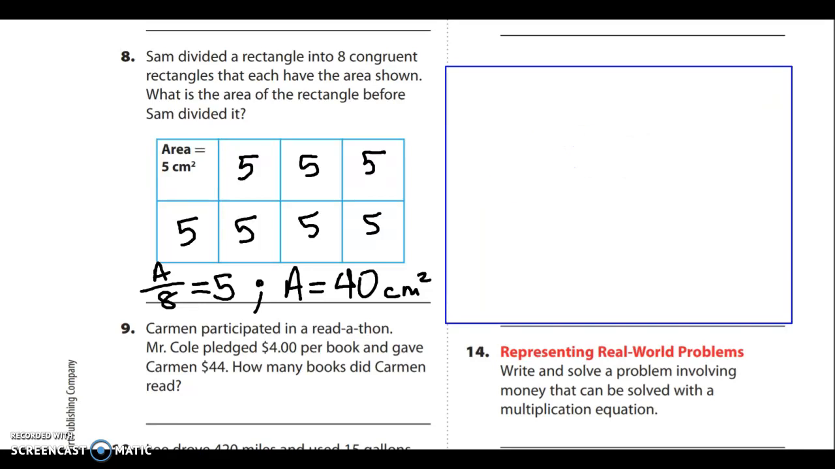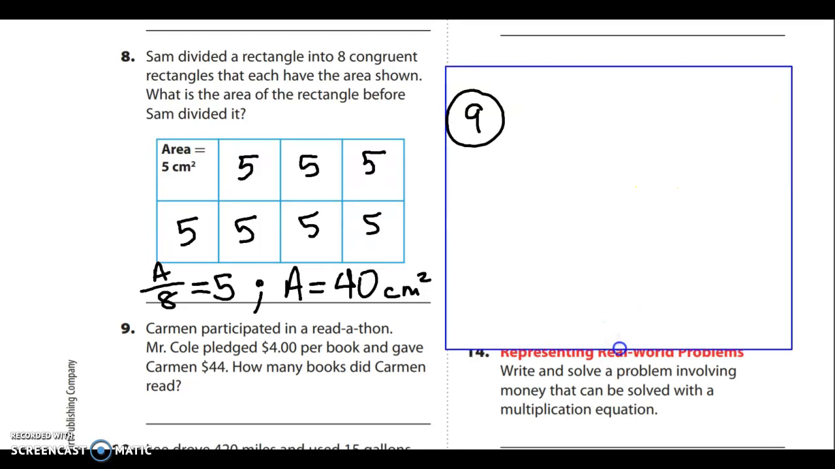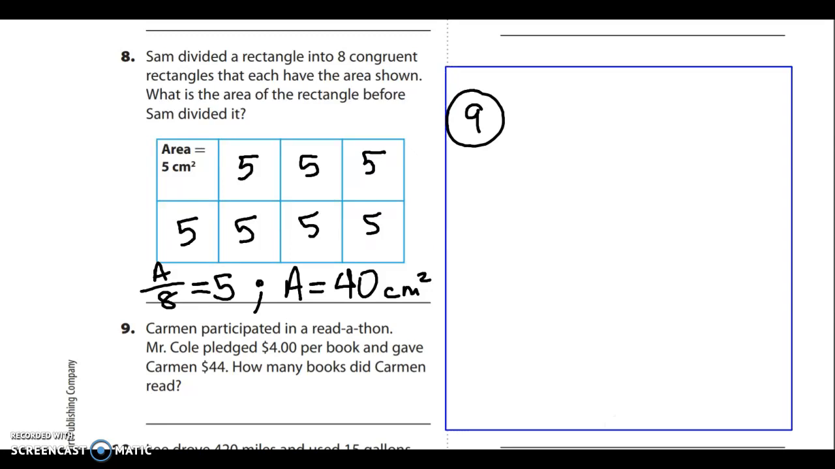Let's check out number 9. Number 9 reads, Carmen participated in a readathon. Mr. Cole pledged $4 per book and gave Carmen $44. How many books did Carmen read?